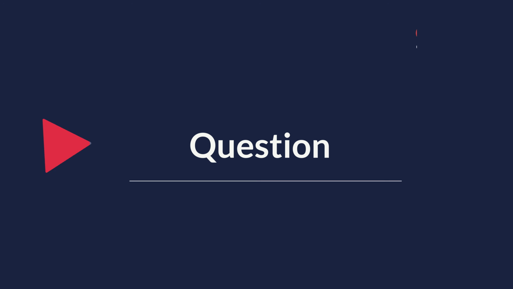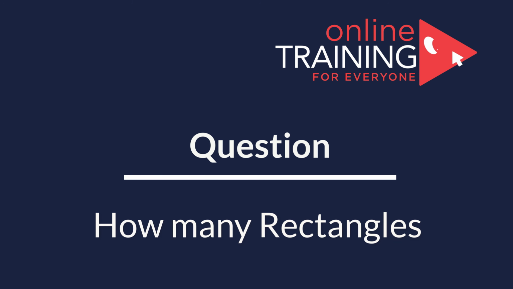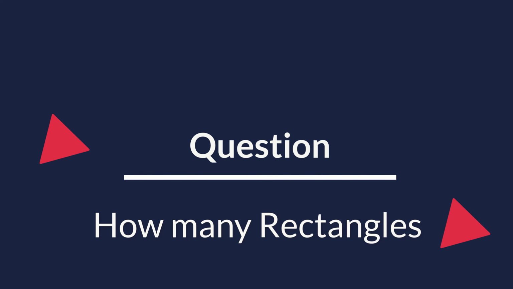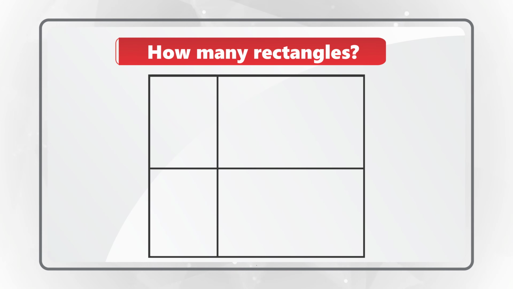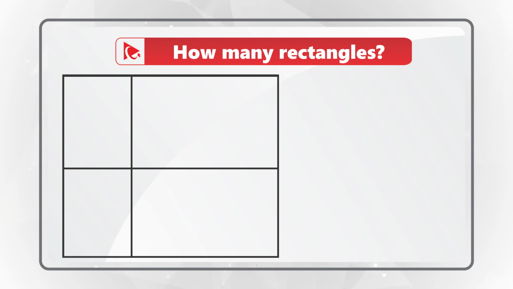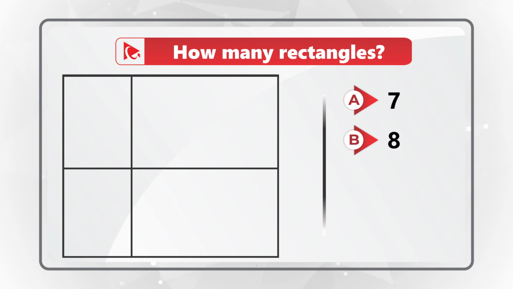I love this question because it seems very simple, but the answer is extremely surprising. You need to determine how many rectangles are present in the shape. And you have 4 different choices. Choice A, 7 rectangles. Choice B, 8 rectangles. Choice C, 9 rectangles. And then choice D, 10 rectangles.